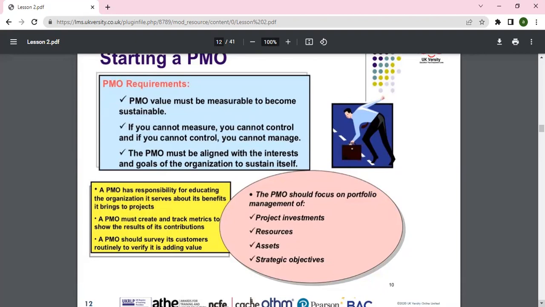PMO requirements: the value must become more sustainable. When we say sustainable, we mean the 3 P's: profit, planet, and people. Profit, we need to earn; we need to care about the planet, and we need to care about people. If you don't do it, you can't succeed. Always manage your stock. The PMO office manages investment, resources, and objectives.